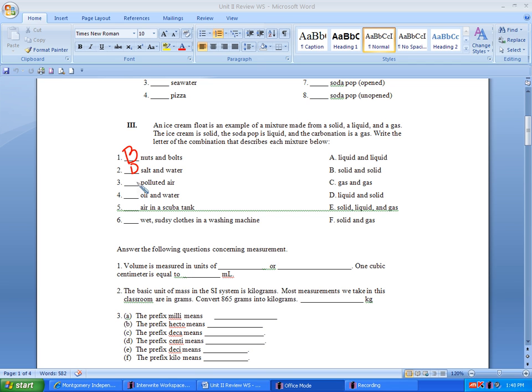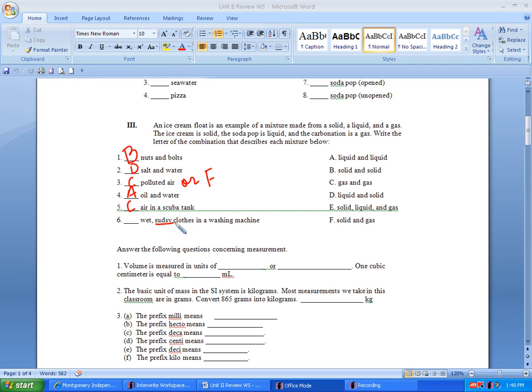The polluted air, I said, was a gas in a gas, or I could also say F, because if you think about the fire in Montgomery or in the Magnolia and the ash that's distributed in the air, that's definitely polluted air, and you have little flakes of ash, which would be a solid. The oil in the water, I said, was a liquid and a liquid. The air in the scuba tank, now I'm not talking about the tank itself, but the air in the scuba tank, should be a mixture of gases. So I'm hoping that you'll agree that it's C, gas and gas.